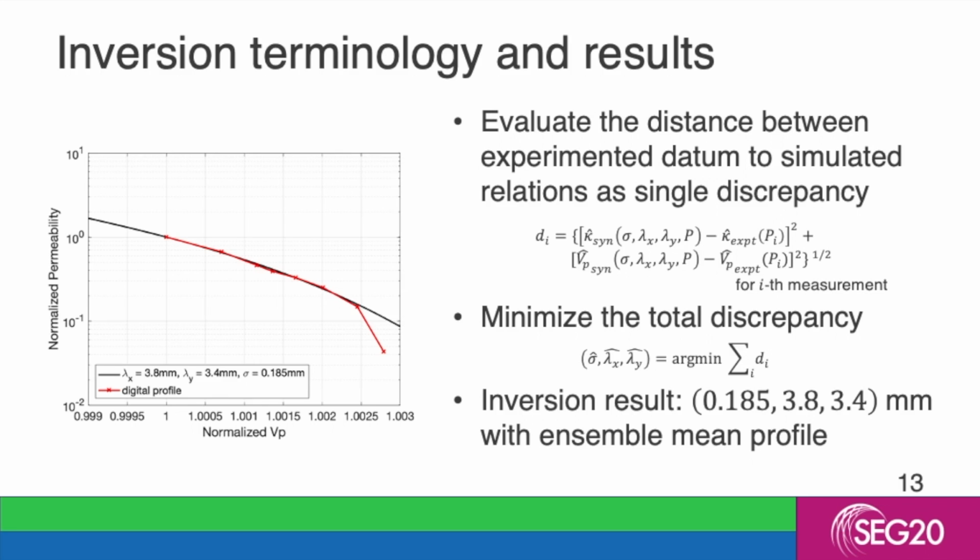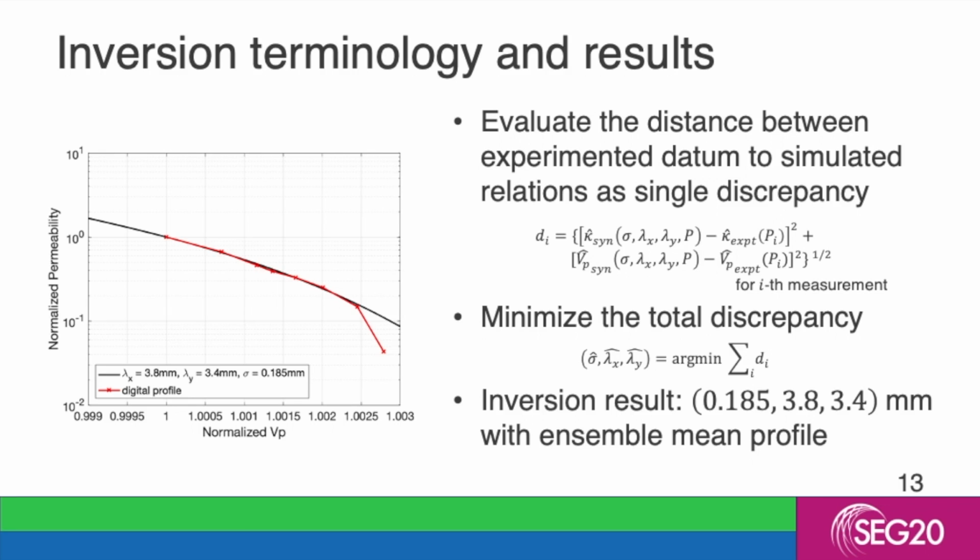And our inversion result following the mean of the simulation profile gives us an answer of sigma 0.185 millimeter, while lambda x is 3.8 millimeters and lambda y is 3.4 millimeters. So it seems that we managed to capture the lambda x characteristics and at the same time underestimated the sigma a little bit. But it is a pretty good result in my opinion.